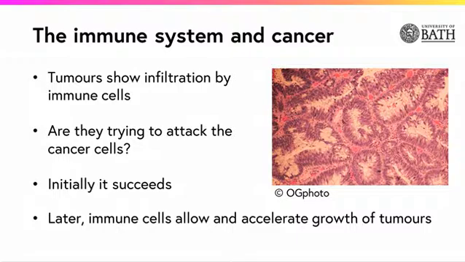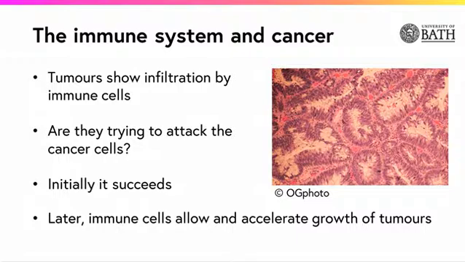Now, if you look at biopsies of tumor samples and do some histological staining, you will find that a lot of these tumors show the presence of immune cells, typically lymphocytes. The amount can vary. Some tumors have a lot of lymphocytes, some of them have very little. But the point is that these tumors have been infiltrated by the immune system.